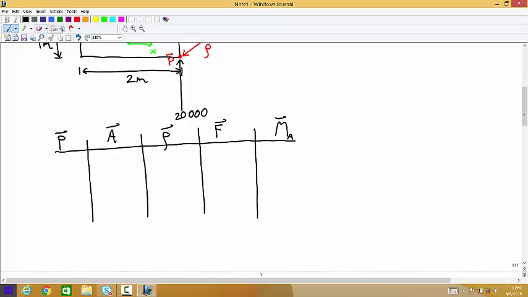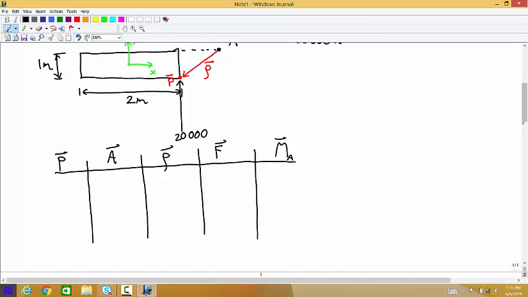Okay, so let's fill this in. In this green coordinate system, what are the coordinates of the point where the force is applied?